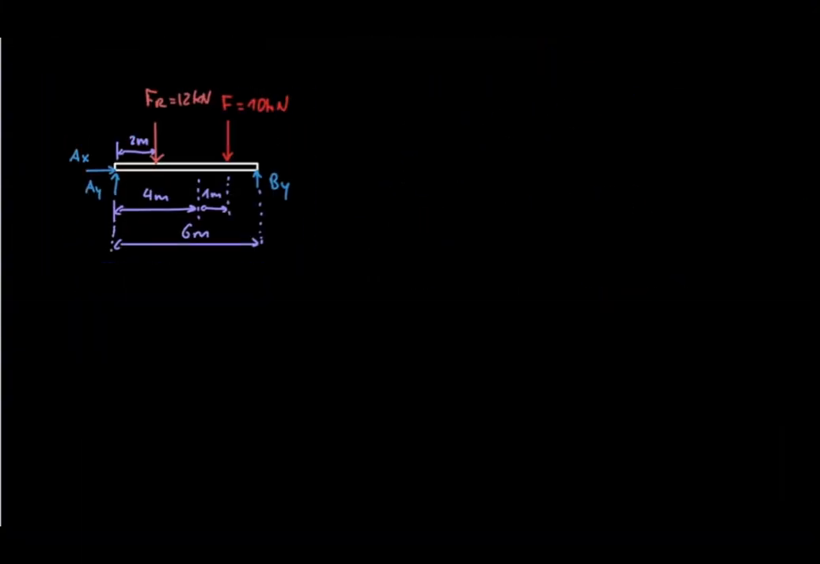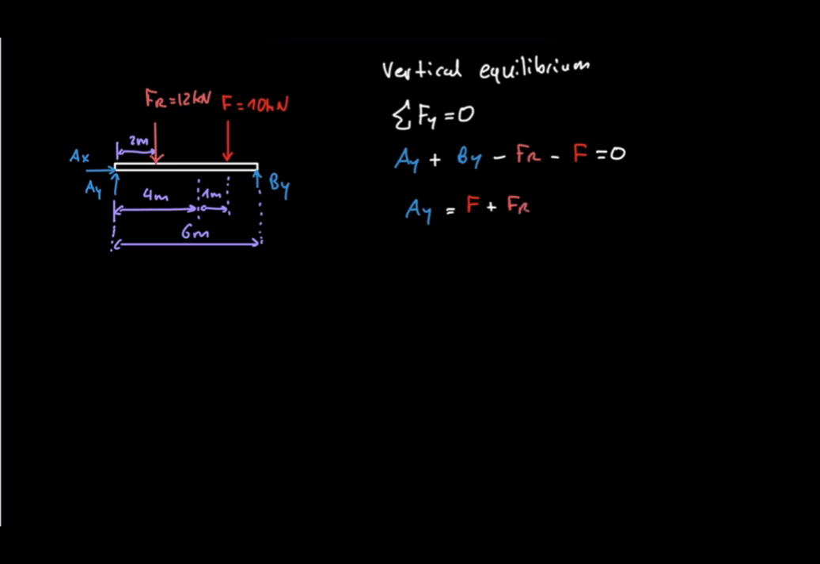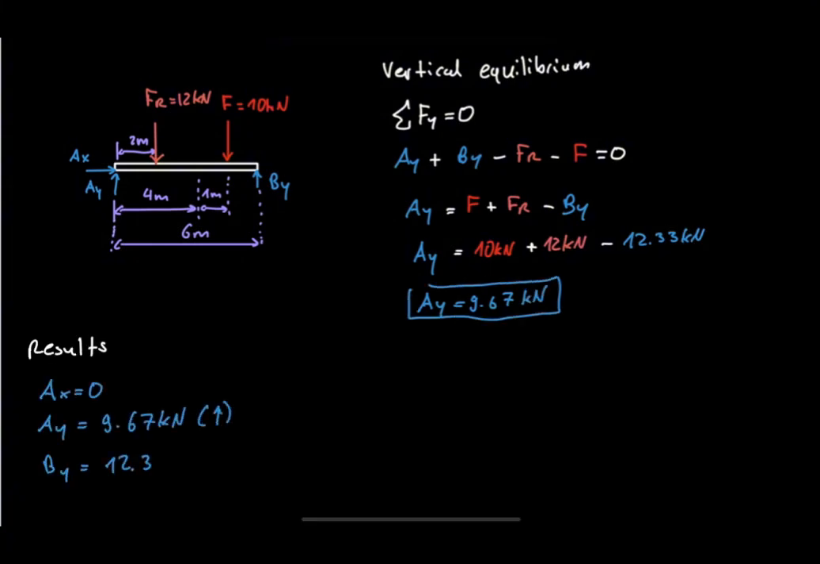Finally, we apply vertical equilibrium. The upward reactions must balance the total downward load. Substituting the value of By gives Ay equals 9.67 kilonewtons. The final reactions are Ax equals 0, Ay equals 9.67 kilonewtons, and By equals 12.33 kilonewtons.